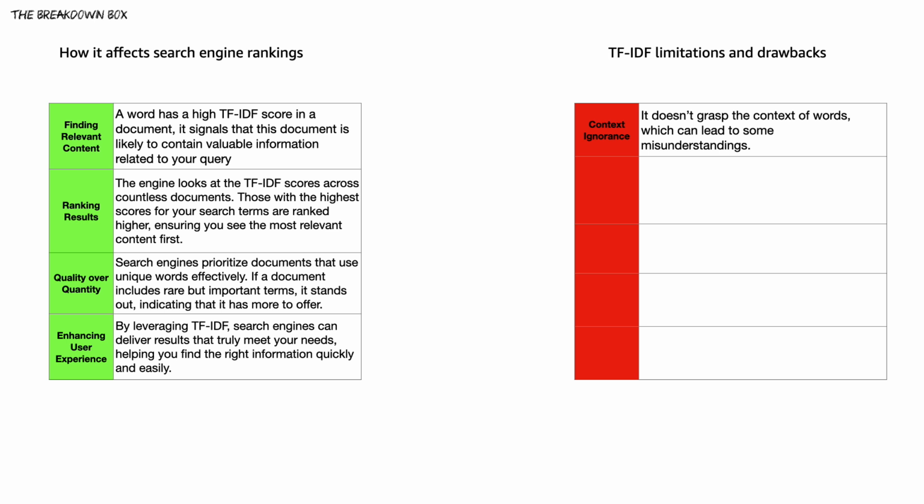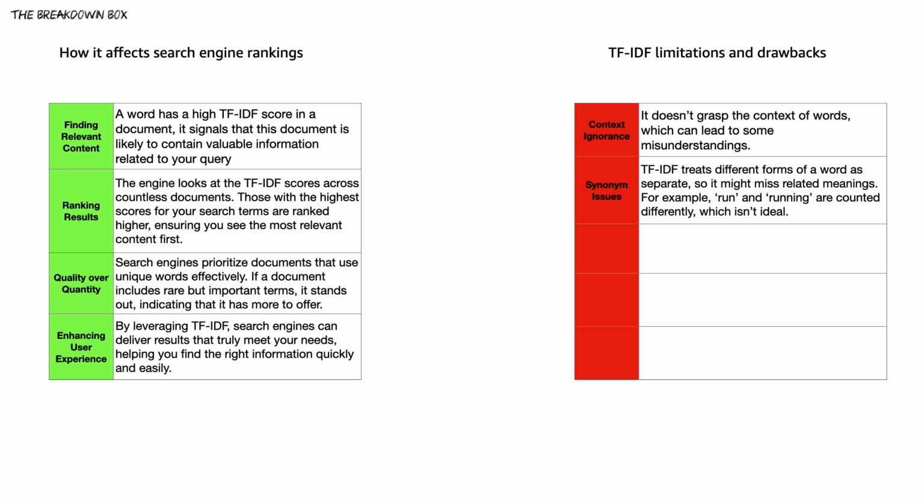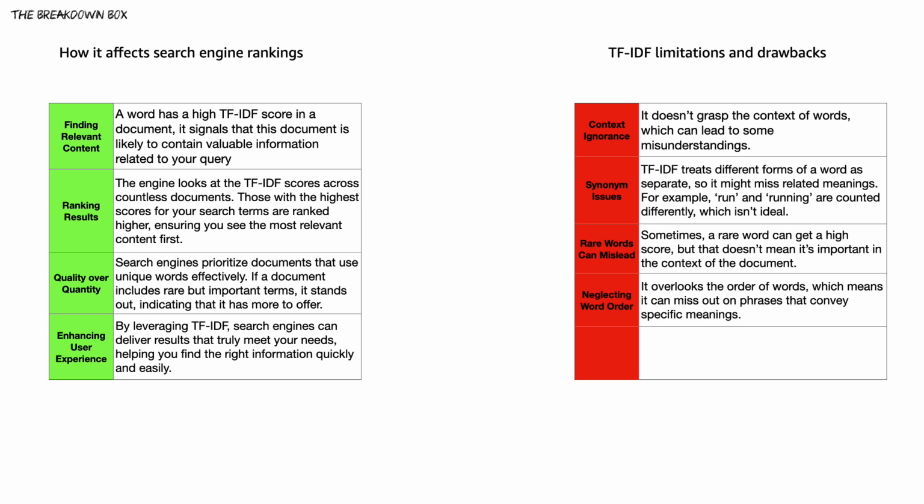Now let's quickly go over a few limitations. Context ignorance, which means it does not grasp the context of words, which can lead to some misunderstandings. Synonym issues. It treats different forms of words as separate, so it might miss related meanings. For example, "run" and "running" are counted differently, which isn't ideal. Sometimes a rare word can get a high score, but that does not mean it's important in the context of the document. Neglecting word order. It overlooks the order of words, which means it can miss out on phrases that convey a specific meaning.